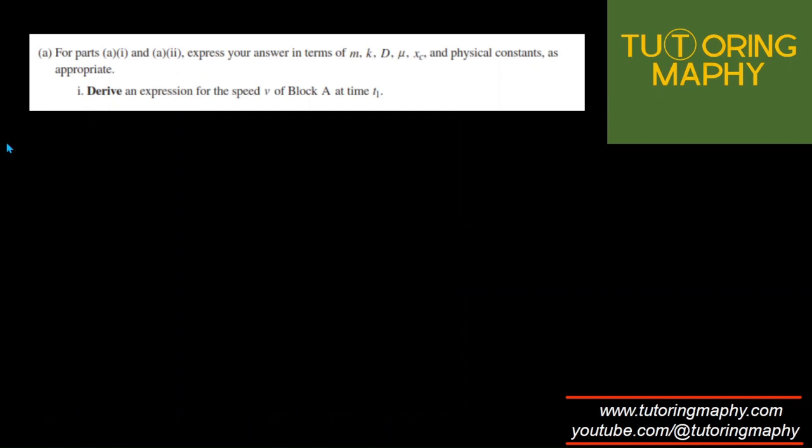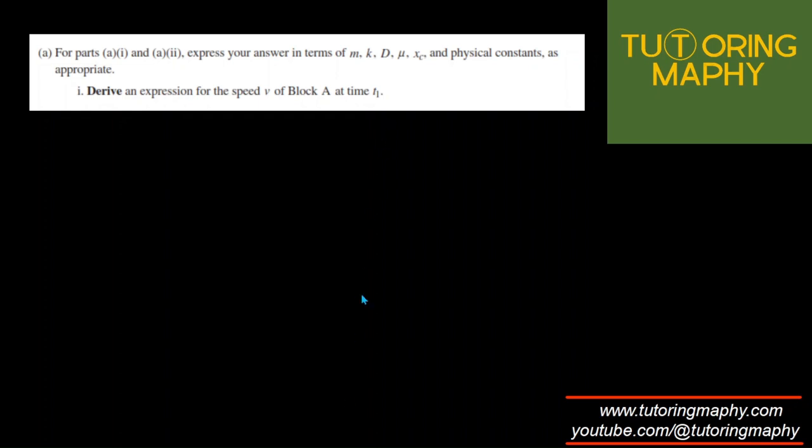The question is this. Now for parts A1 and A2, so this is A1 right now, express your answer in terms of m, k, d, mu, and xc, and any physical constants as appropriate. Derive an expression for the speed v of block A at time t equal to t1. Pretty straightforward actually. Why is that straightforward? Because we just have to use energy conservation at this point.